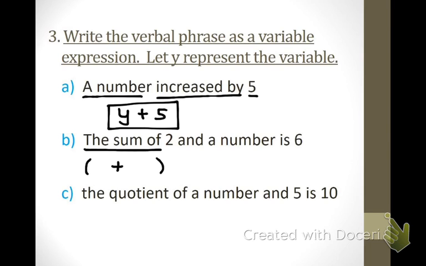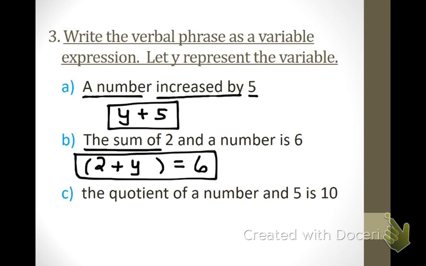So who can help me out? What am I going to write in there? 2 plus y. Plus y equals 6, because it's an equal sign and then the number 6. Box it in.